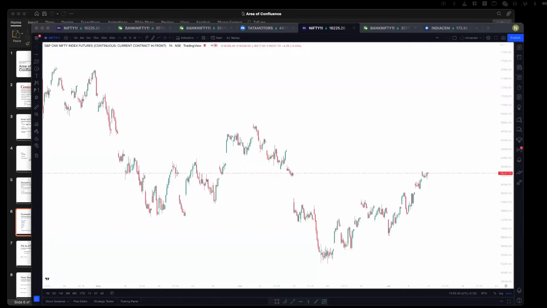Okay, let me know if it is visible. Yeah, I am visible, sharing the Nifty 1 hour chart. Okay, great.